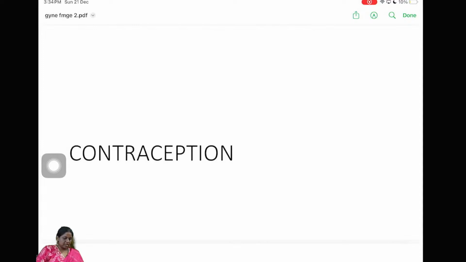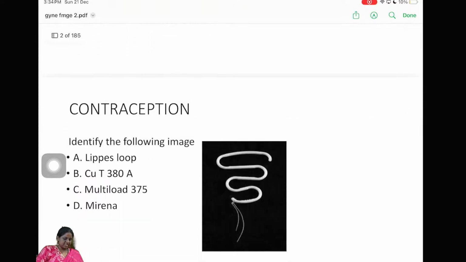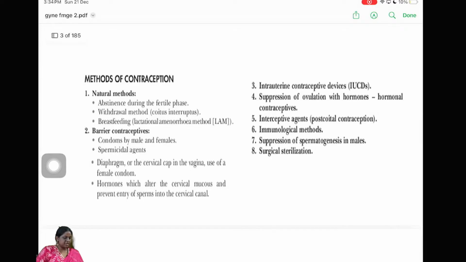Okay, right. So it's going to be contraception. So what is this image? It's a loop, Lippes loop. Okay. So methods of contraception, we are classifying it as totally eight. Natural methods, barrier contraception, IUCDs, intrauterine contraceptive devices, and then hormonal contraceptives.